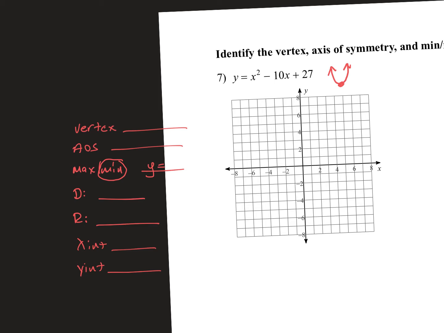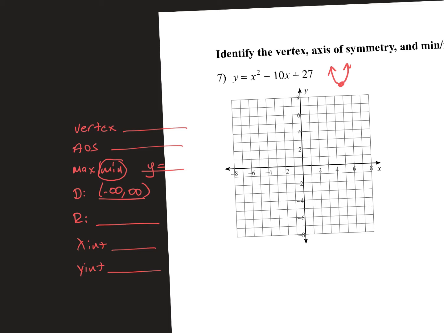All right, what is my domain? What are the x values that I can use for all of these parabolas? What's my domain for every single parabola that we're talking about in this unit? Negative infinity to positive infinity. Thank you, my dear. Negative infinity to positive infinity.